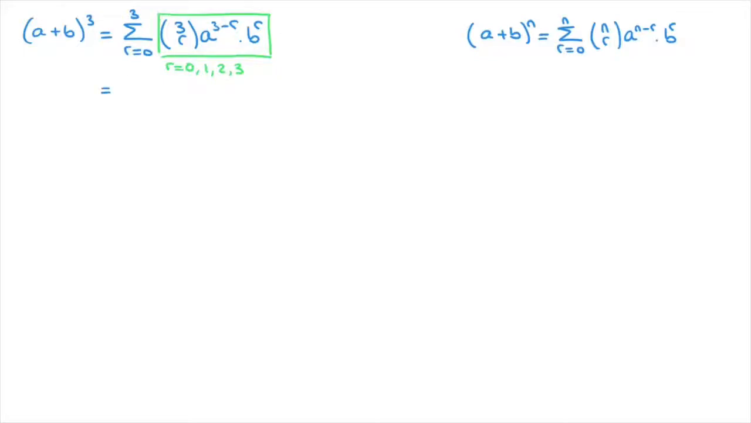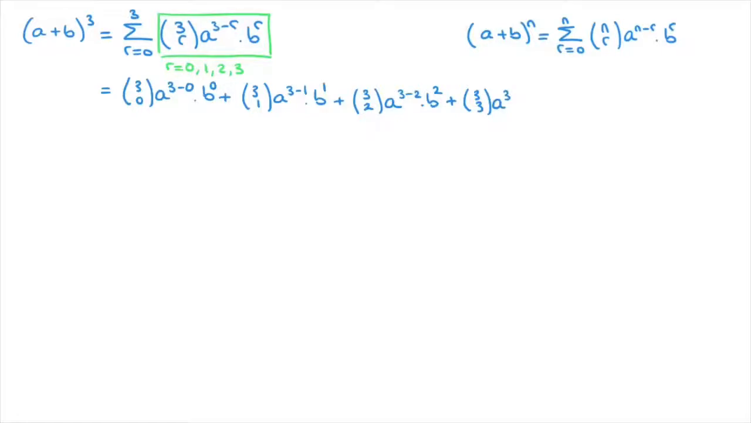For r equals 0, the binomial coefficient 3 0 times a to the power of 3 minus 0 times b to the power of 0. Plus, for r equals 1, 3 1 times a to the power of 3 minus 1 times b to the power of 1. Plus, for r equals 2, 3 2 times a to the power of 3 minus 2 times b to the power of 2. Plus, the case where r equals 3, 3 3 times a to the power of 3 minus 3 times b to the power of 3.